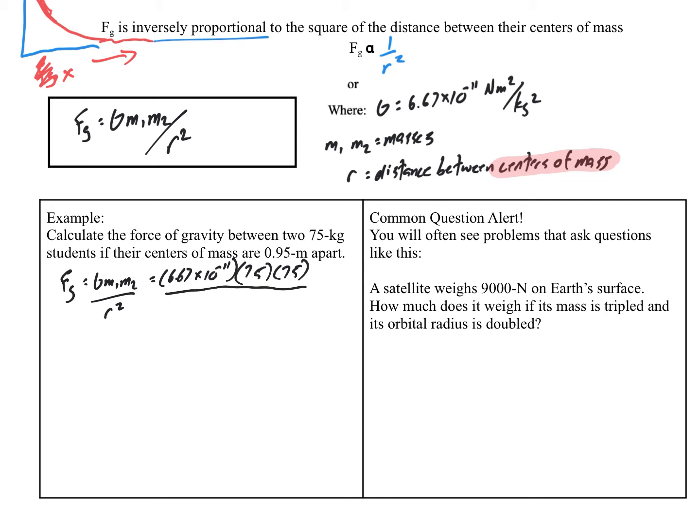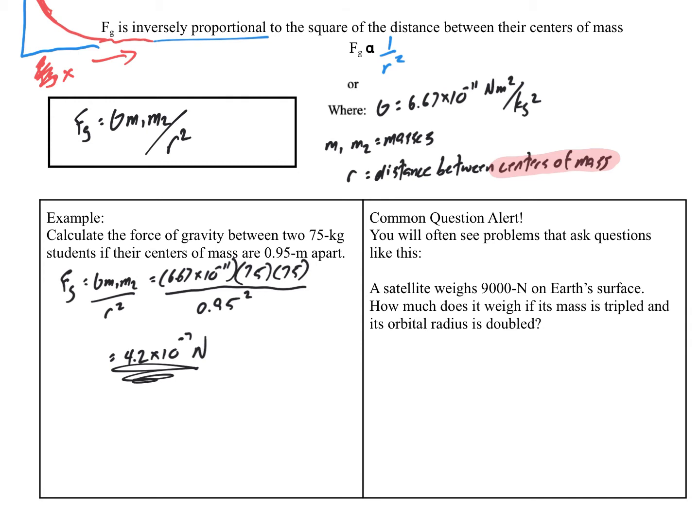And so these guys are about a meter apart, a little less. So this will be squared. When I run the calculation, we should get about 4.2 times 10 to the negative 7th newtons. And so this is the force of gravity between two people, about a meter apart. And this is obviously a very, very small number.